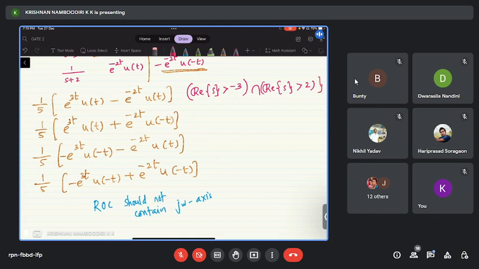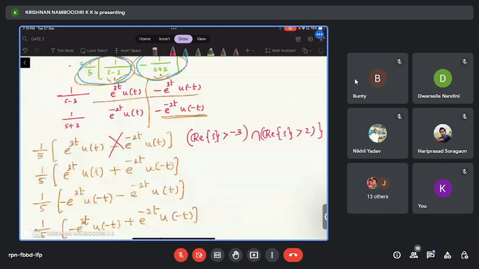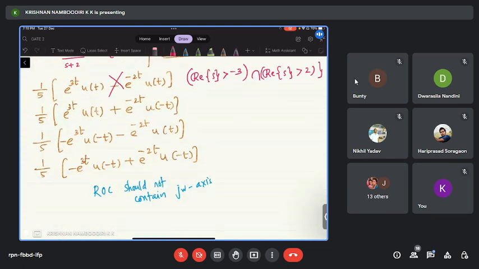First of all, is this option valid? Is it correct? It is not correct. You do not even see the ROC. What is the reason? This is a causal system, right? The signal has non-zero value only when t is greater than or equal to 0, because u of t will take non-zero value only when t is greater than or equal to 0. So this is a causal system. The thing that we are trying to find out is non-causal and non-stable, so you do not even need to worry about the first option.